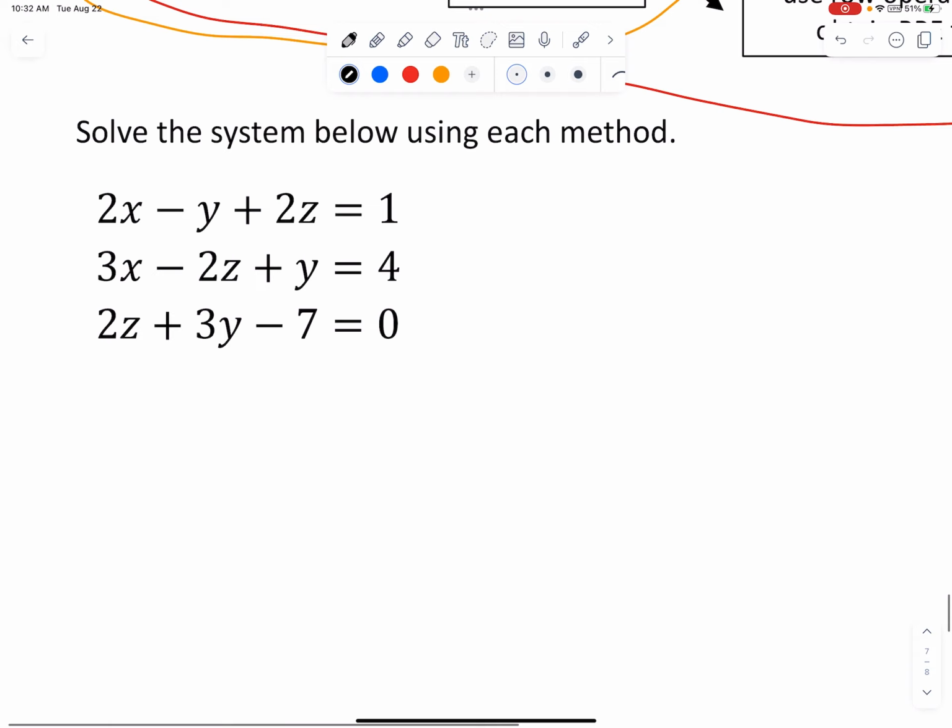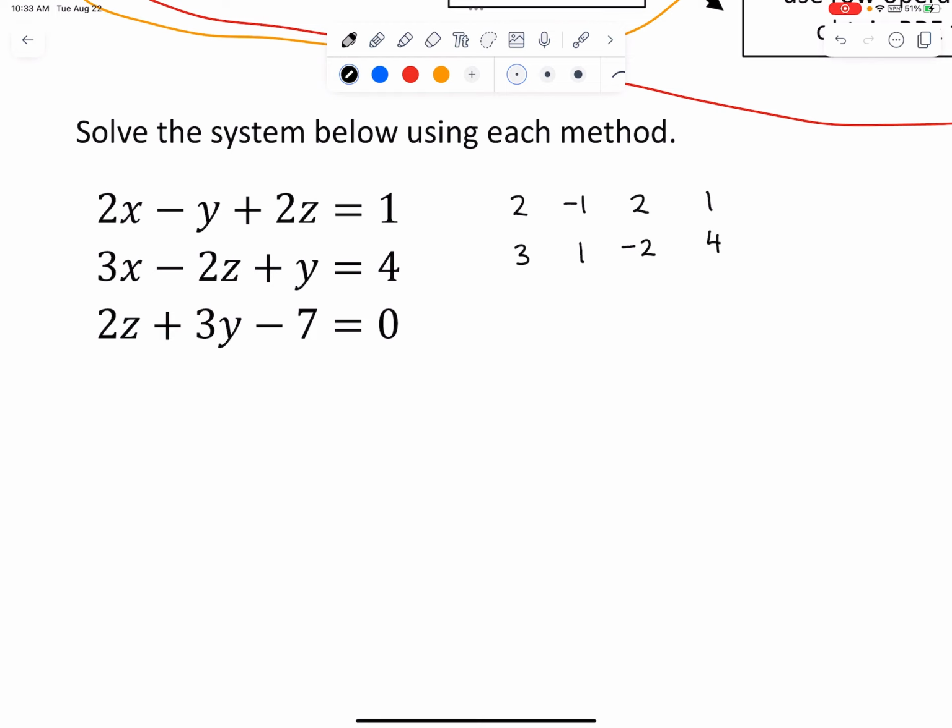All right, solve the system below using each method. Okay, so we have a system, 3 equations, 3 unknowns. So the first equation becomes, we have a 2, a -1, a 2, an equal sign, and then a 1. And we didn't have to do any unscrambling. But the second equation, I see the y and z are backwards. So just be mindful, the coefficient of x must be in the first column. So we have 3, then the coefficient of y, which is 1, then the coefficient of z, -2, and then the equal sign and the constant, which is 4.